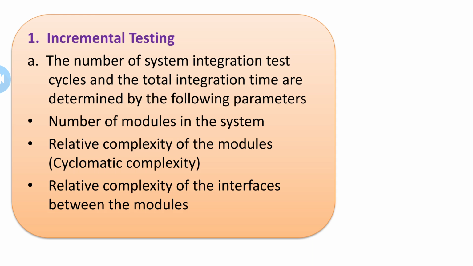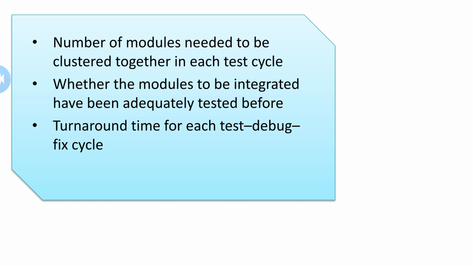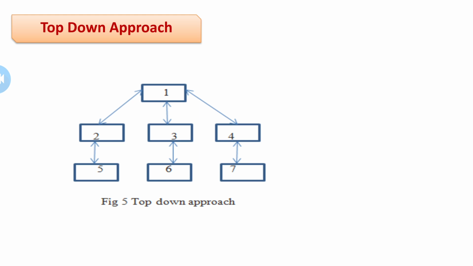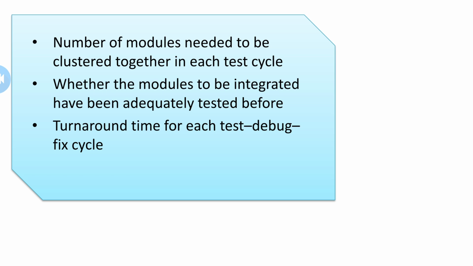The number of modules in the system, relative complexity of the modules, and the relative complexity of the interfaces between the modules. Now focus on the complexity. Always remember optimization. That means your complexity should be very low, not so high, because that will cost your company. Number of modules needed to be clustered together in each test cycle. Now you have to decide how many modules should be put into the test, clustered together and tested together in each test cycle.